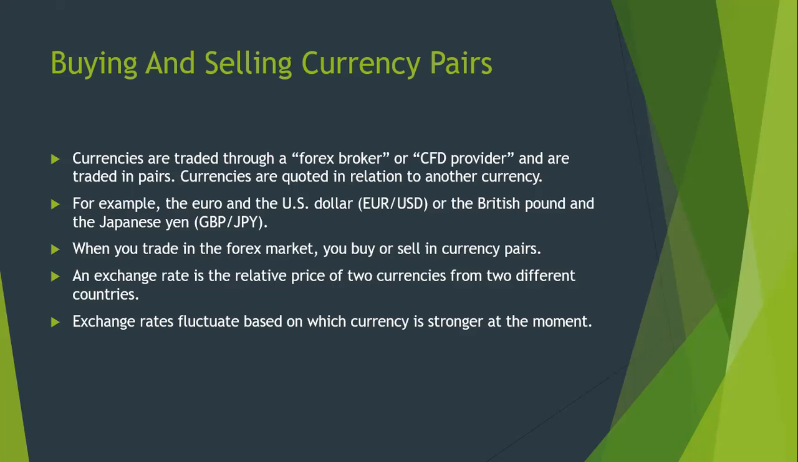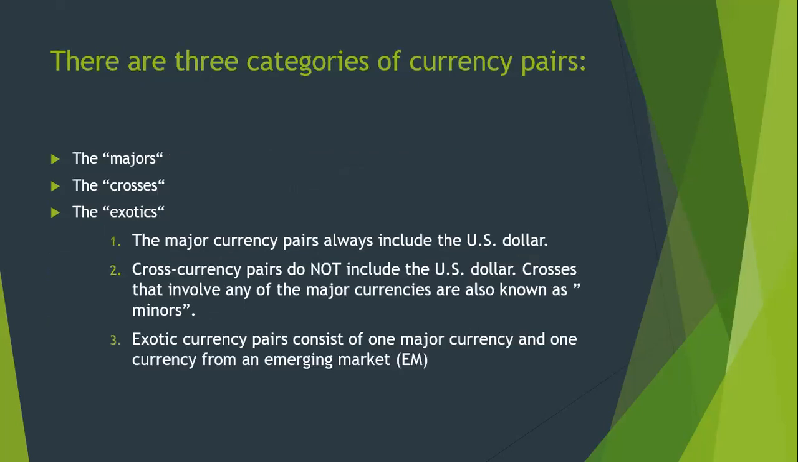So the pair consists of two currencies of different nations. For example, the euro and the US dollar, so here we have EUR/USD, or British pound and Japanese yen. When you trade in the Forex market, you buy or sell a currency pair. The exchange rate is the relative price of two currencies from two different countries. The exchange rate fluctuates based on which currency is stronger at the moment. So we either buy or sell depending on which currency is stronger.